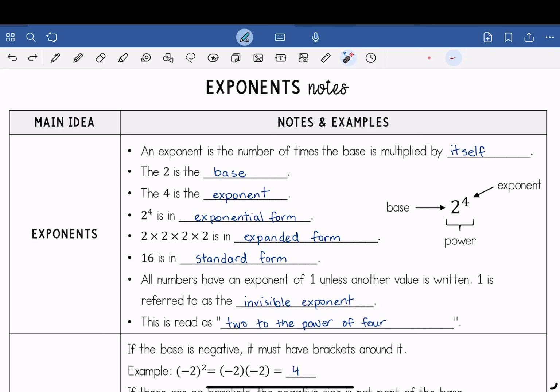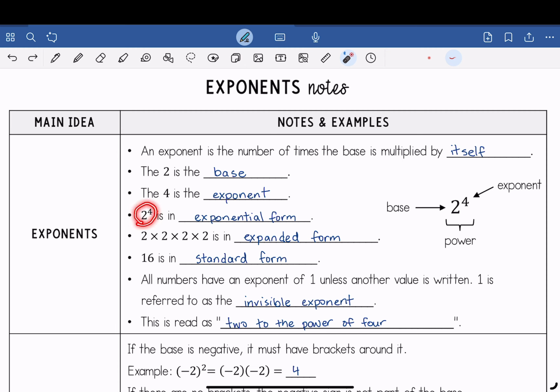Exponents. An exponent is the number of times the base is multiplied by itself. So here in the example, we have 2 to the power of 4. The 2 is the base, 4 is the exponent, and the whole thing itself is a power. So if we look at the left and the definitions that are written, 2 is the base, 4 is the exponent.